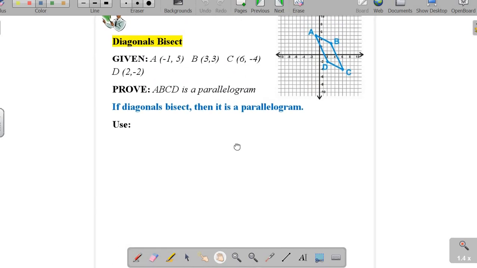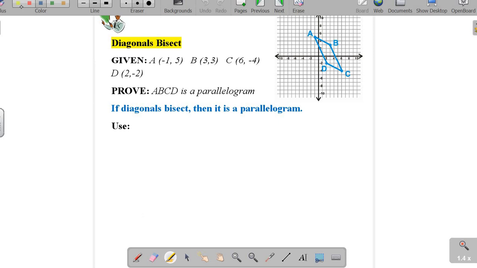Wait a minute, same image. Now what? We're given the exact same image because I want you to see that there's more than one way to do all of these. We have A is at negative 1 and 5. B is at 3, 3. C is at 6, negative 4. And D is at 2, negative 2.